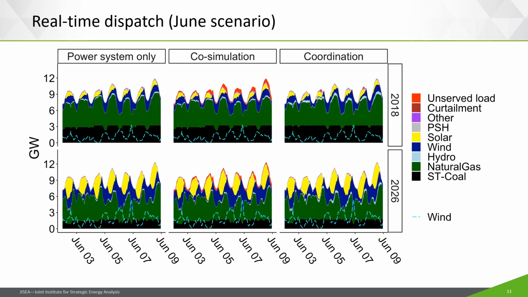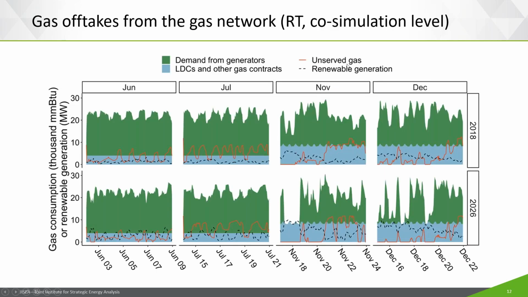So there's enough flexibility in the power system to handle this, but it needs the information that the natural gas system can provide about how much it can actually deliver in different cases. If we look at this now from the natural gas perspective, we can see the demand for generators in green on top, and then on the bottom, we can see the other demands on the natural gas system. So these are more residential and commercial demands, for example.